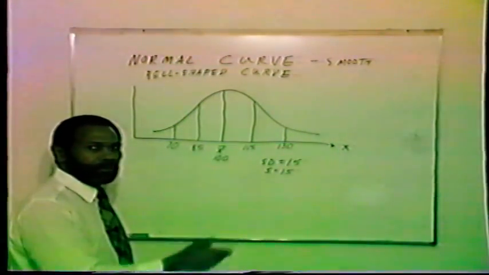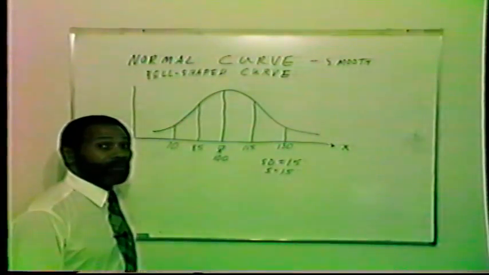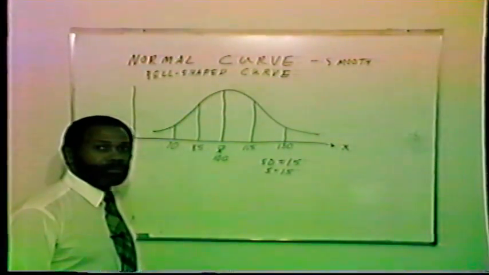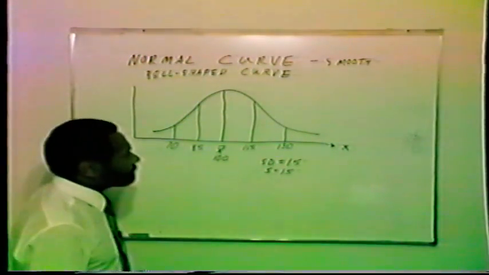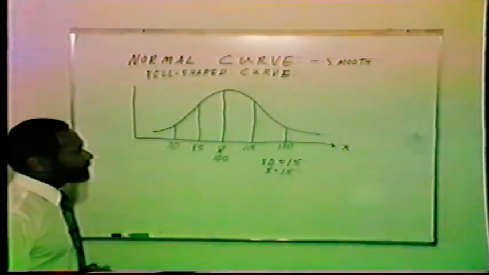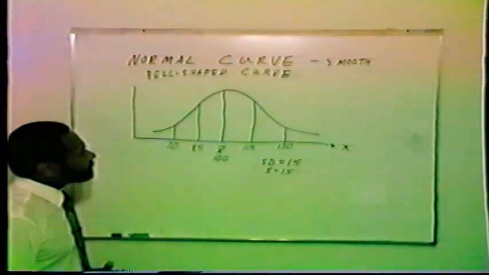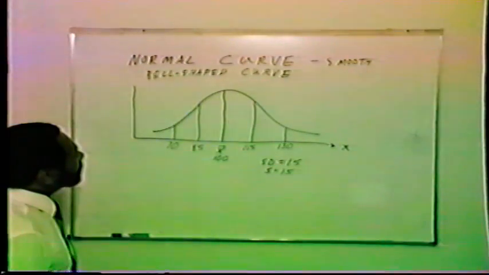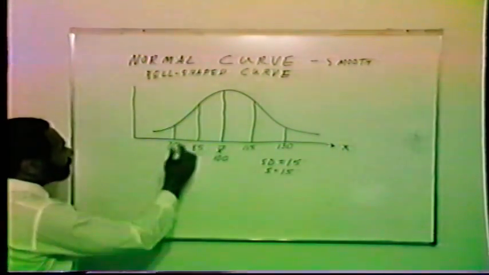But we've already gone over how you find the mean. You just add up all the scores and divide by how many you have. And that will tell you what the mean of the probability distribution is, or what the mean of the scores is. So this would just be a normal curve.